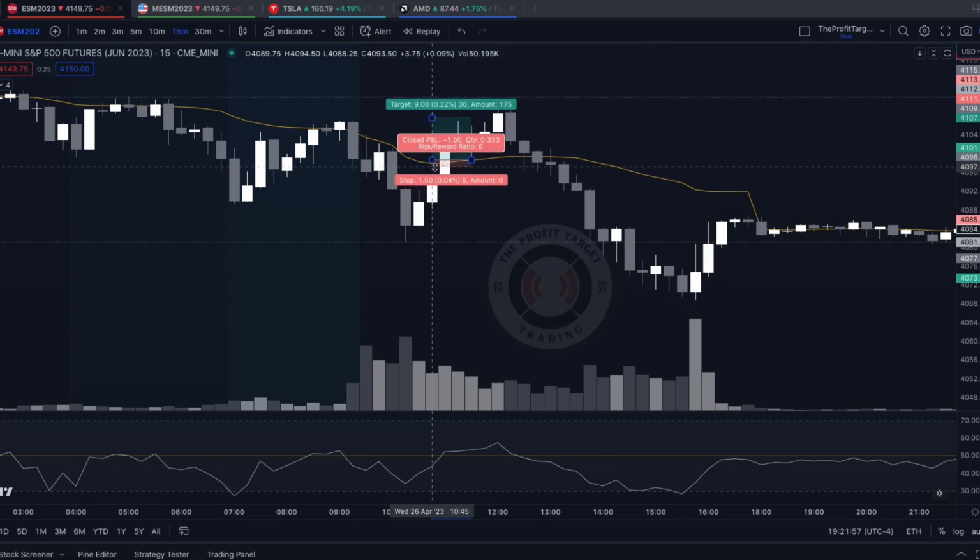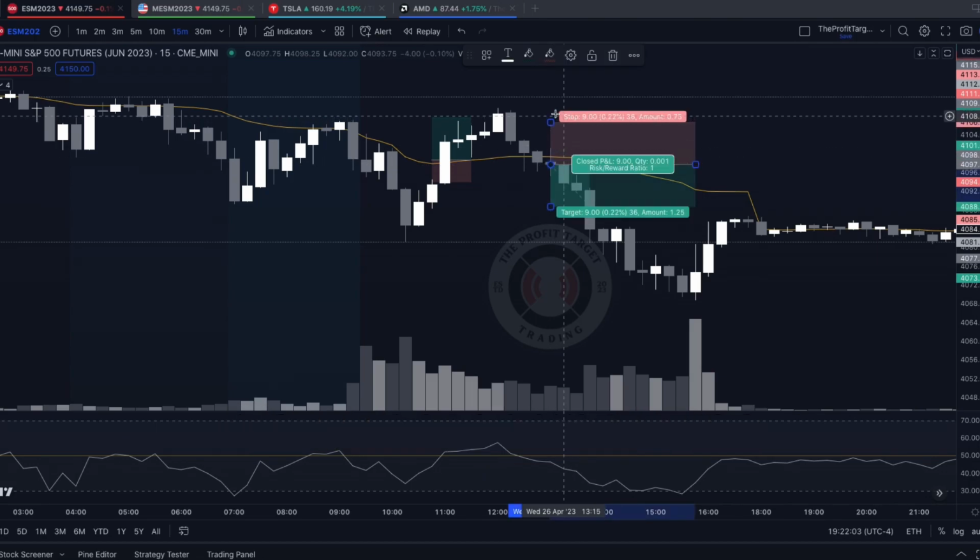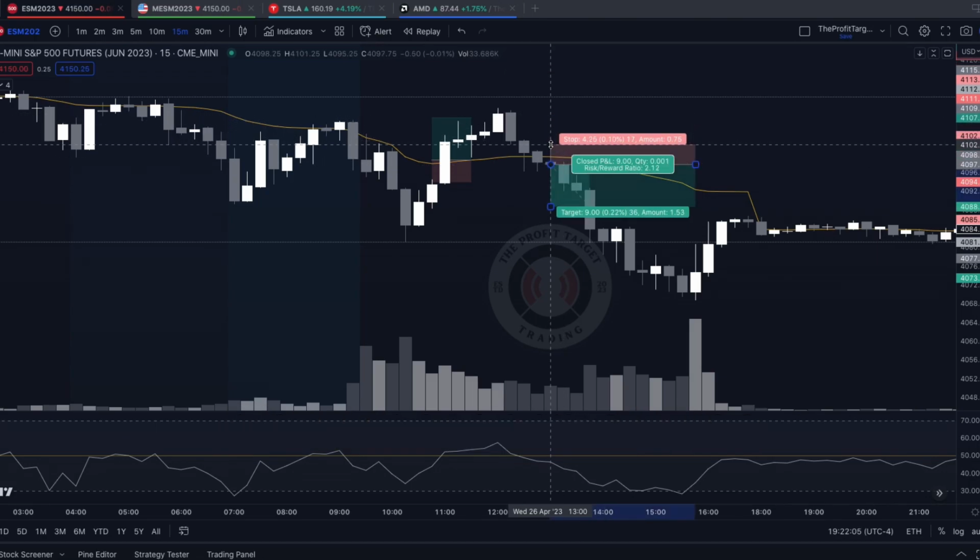Remember, no strategy is foolproof, and it's important to have a solid risk management plan in place. Always use stop-loss orders and never risk more than you can afford to lose.